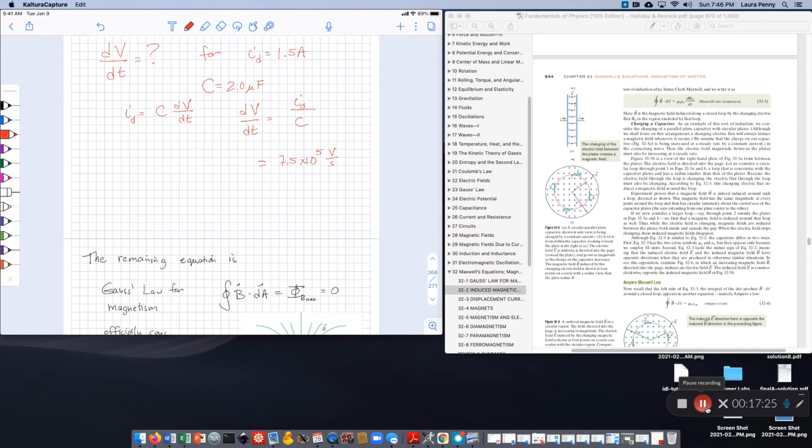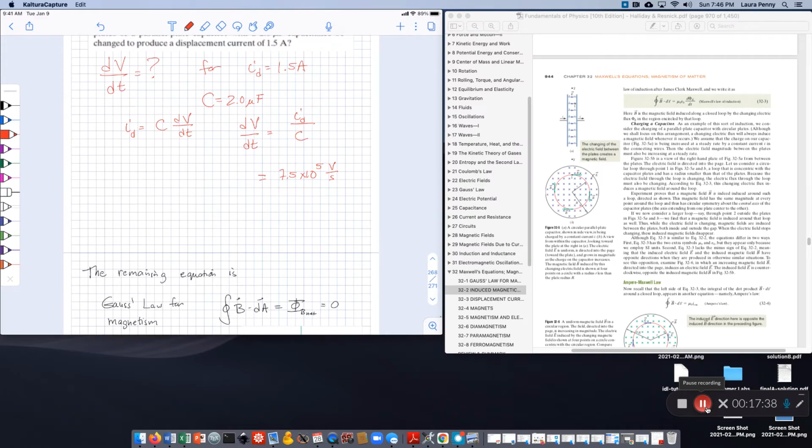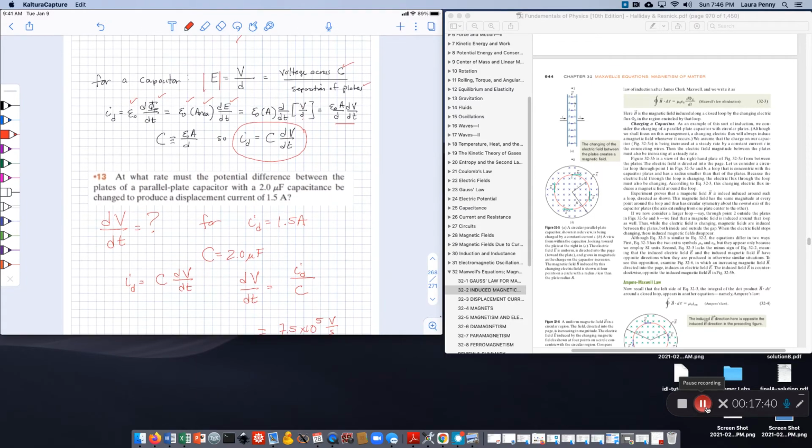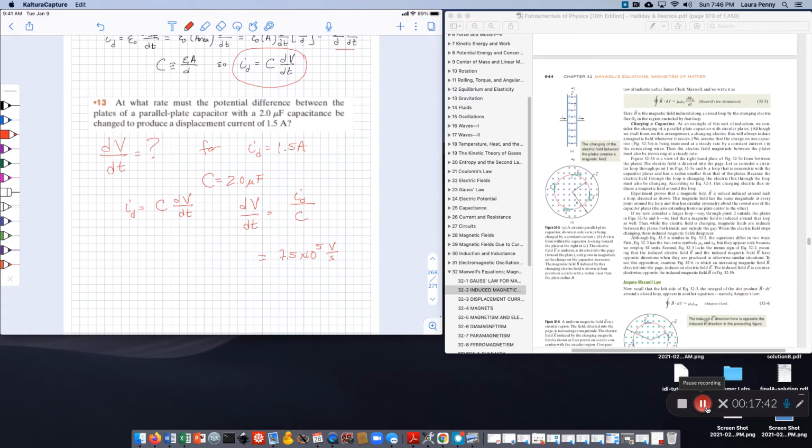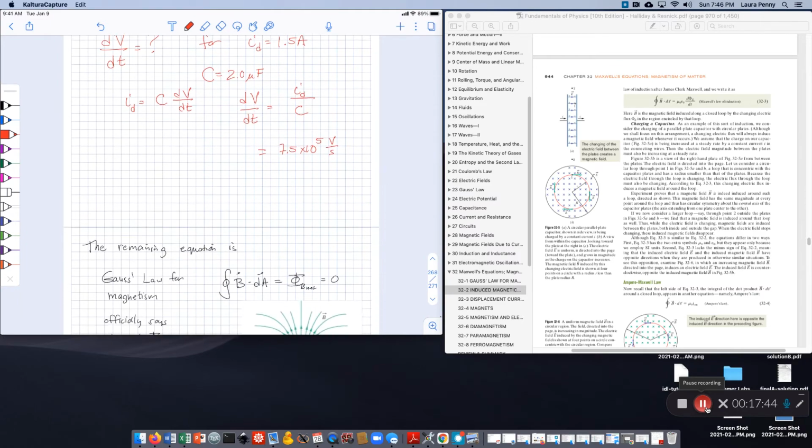Okay, when I do that, it has to change by basically a huge amount, 7.5 times 10 to the 5 volts per second. So that's a very large change in voltage across your capacitor to get a displacement current of 1.5 amps.